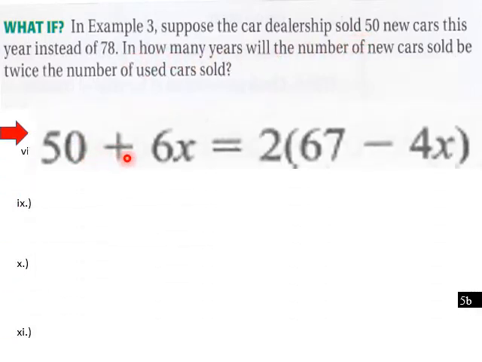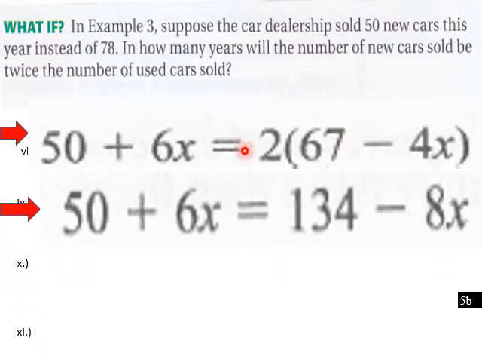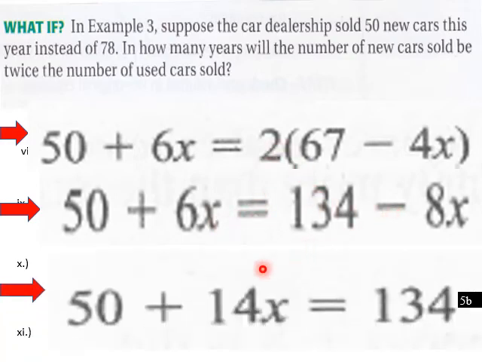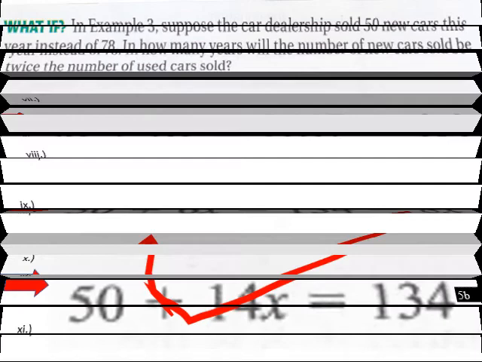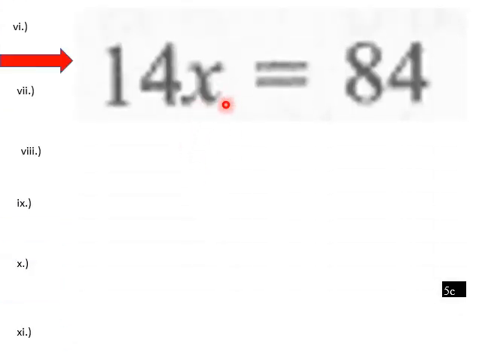So we have 50 plus 6x equals 2 times the quantity 67 minus 4x. This is our new equation here. So we have 50 plus 6x equals 134 minus 8x, and we have 50 plus 14x equals 134. We have a different number here. And then we're going to move our 8x over here. That's how we got 14x here. And then this needs to be moved, so we're going to subtract 50 from both sides.